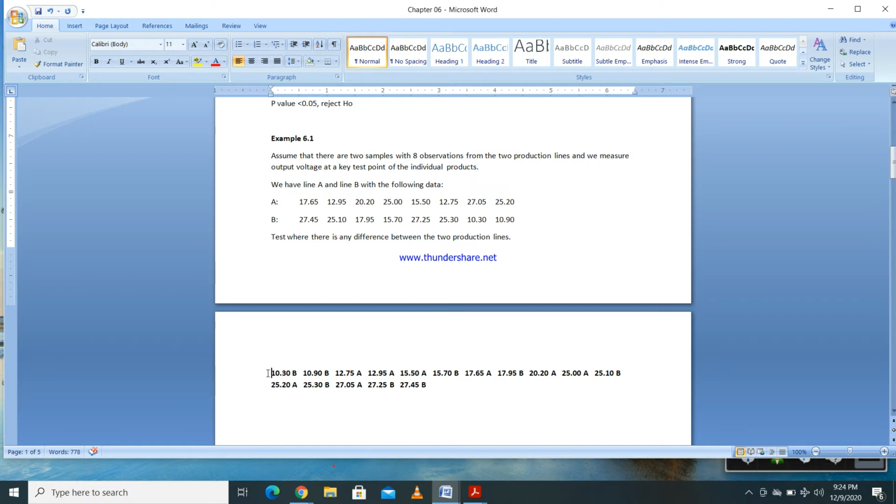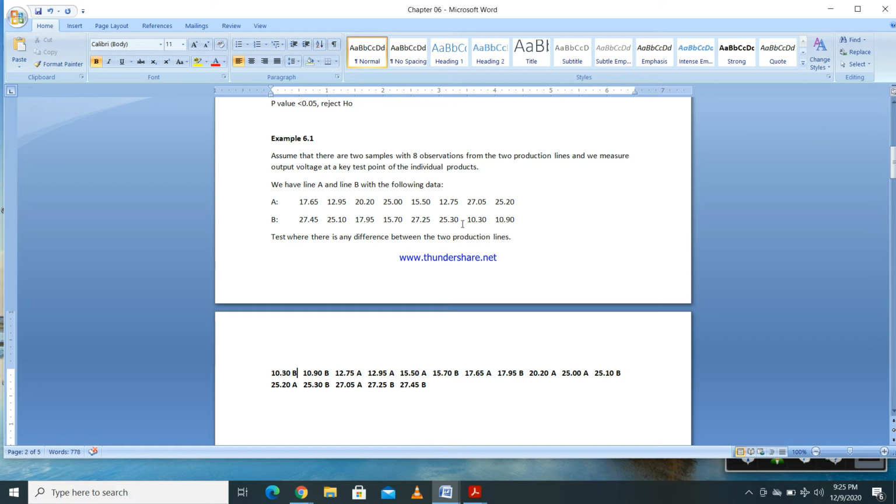order. You can see the minimum is 10.3, but the maximum is 27.45. And then after arranging these values in ascending order, what you have to do is you have to label these observations with the sample name. Now since I have two production lines as A and B, you can see 10.3 is coming from production line B. Here we can see 10.3. So I have named it as B.